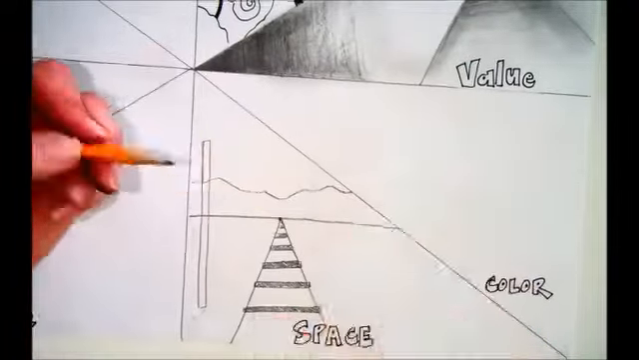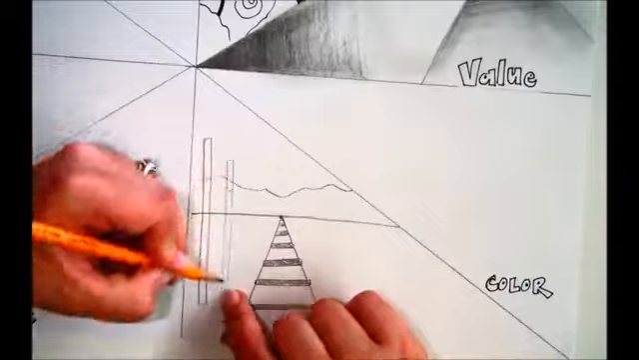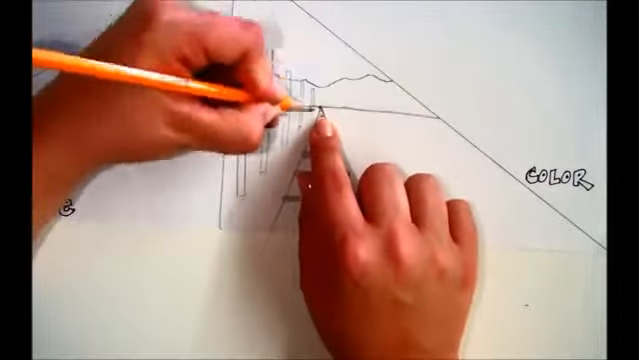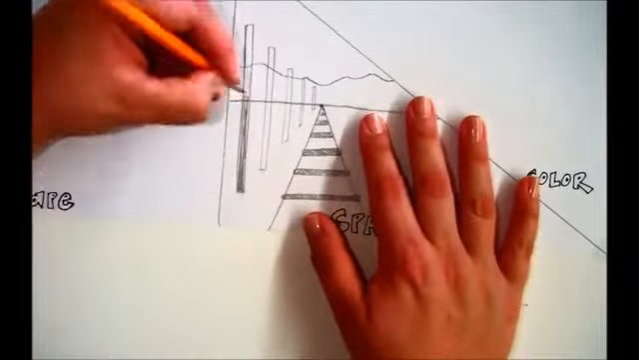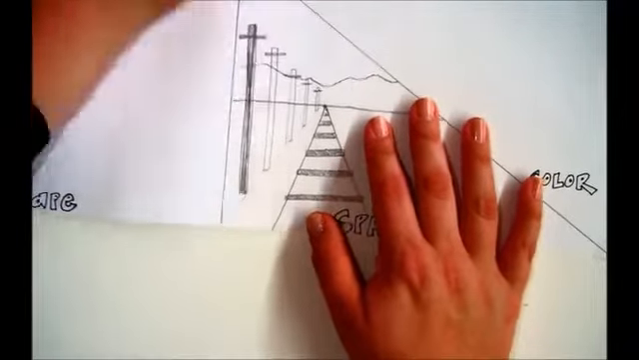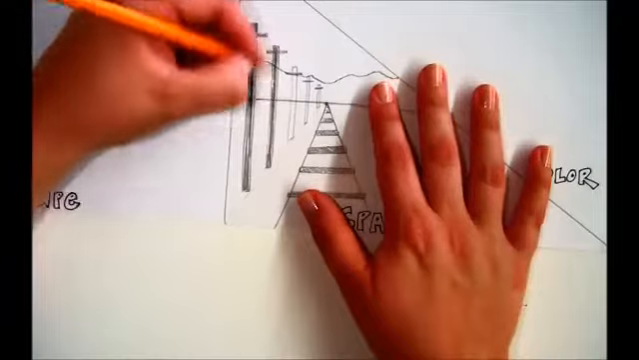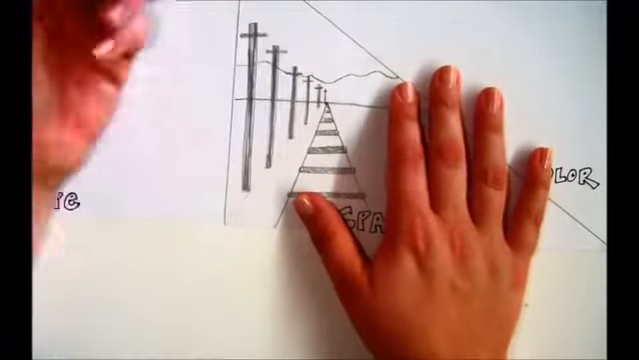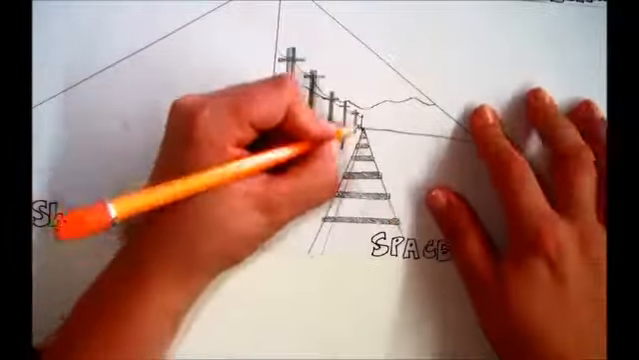Next, we're going to draw telephone poles, and these need to be vertical, straight up and down, and these also get smaller as they go back into space. This is called linear perspective, using 1 point. We're going to talk about this more in future assignments.